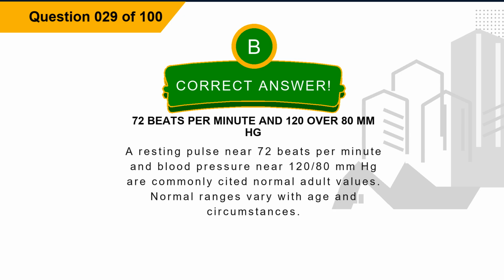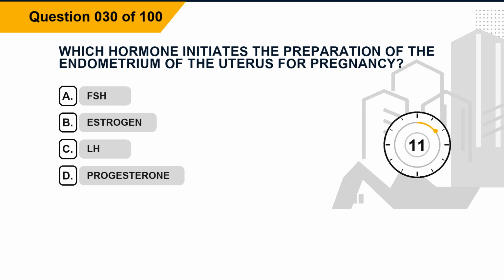Explanation: a resting pulse near 72 beats per minute and blood pressure near 120/80 mm Hg are commonly cited normal adult values. Normal ranges vary with age and circumstances. Question 30. Which hormone initiates the preparation of the endometrium of the uterus for pregnancy? Option A, FSH. Option B, estrogen. Option C, LH. Option D, progesterone.